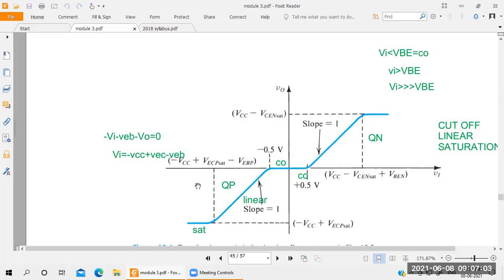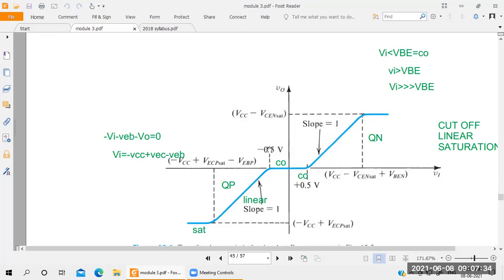Okay, what is the input condition now? Minus VCC plus VCE saturation minus VBP. VBP means the voltage is flowing from emitter to base for the PNP transistor, not from base to emitter. This is also the cut-in voltage. For the PNP, you have to take the reverse: not base to emitter, you have to take emitter to base. That's why it is written VBP. Understood? So this is for the transfer characteristics.